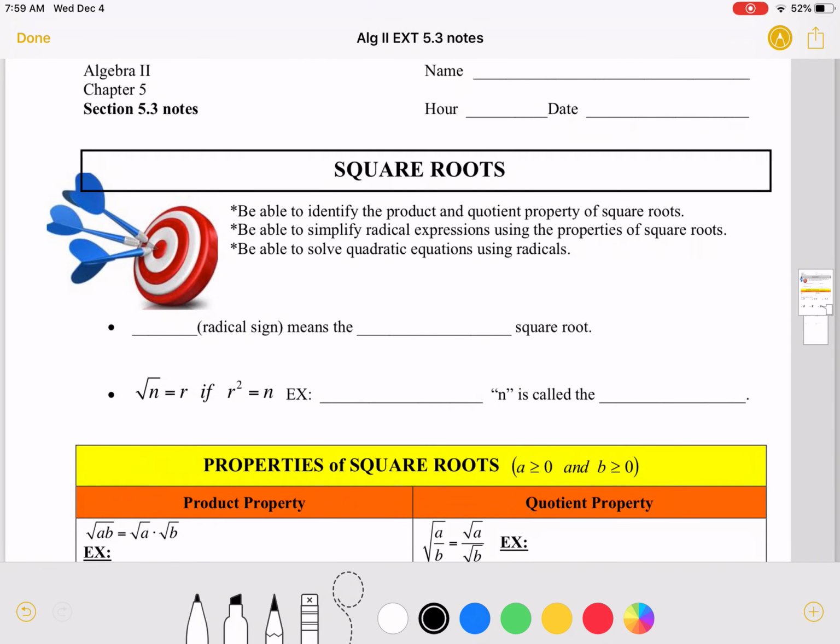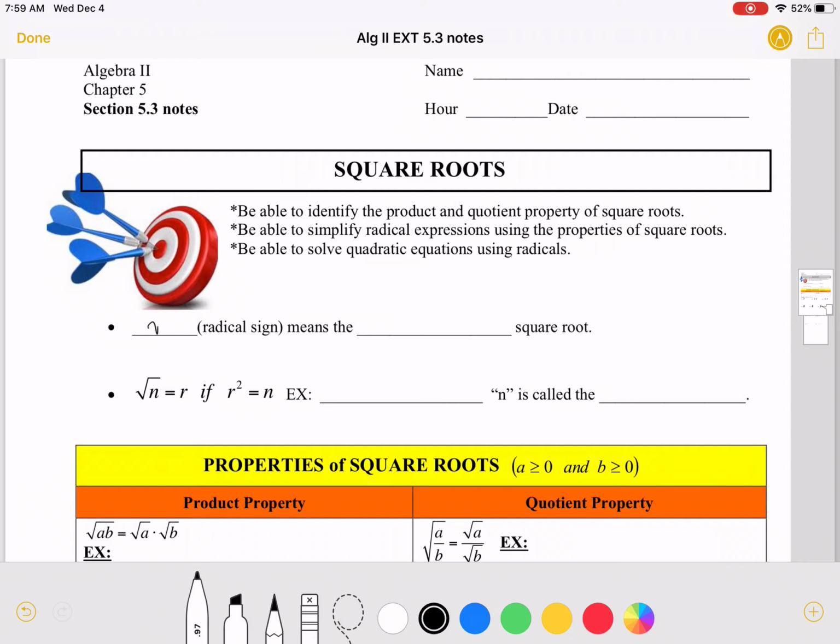Hey everybody, so today we're going to be talking about square roots. The good news is that this is something that you've already seen before. When you're going through these notes, you should have out your blue perfects card. Okay, so when we get going here, we should all know what the radical sign is.